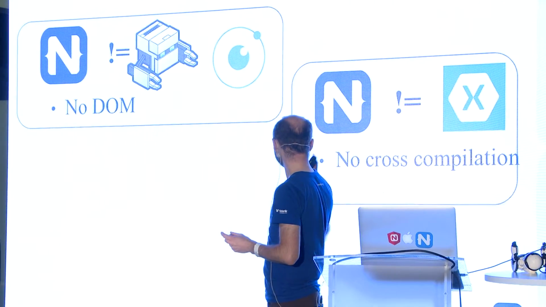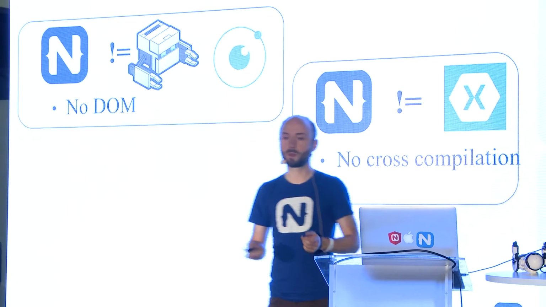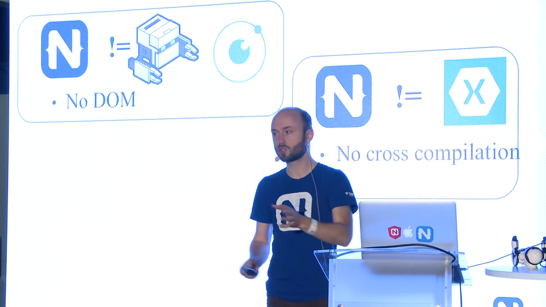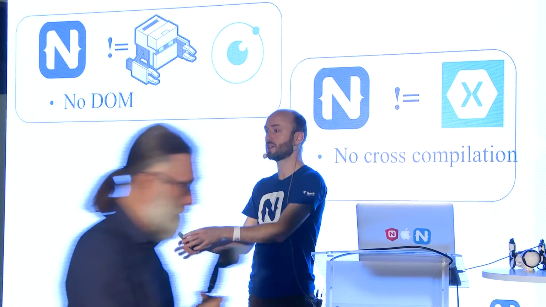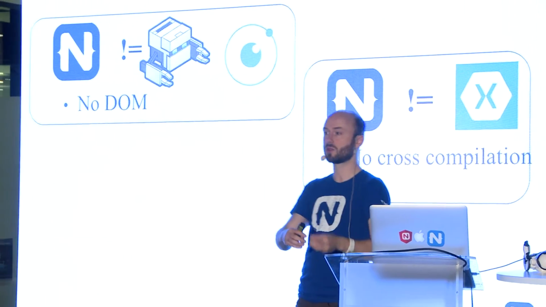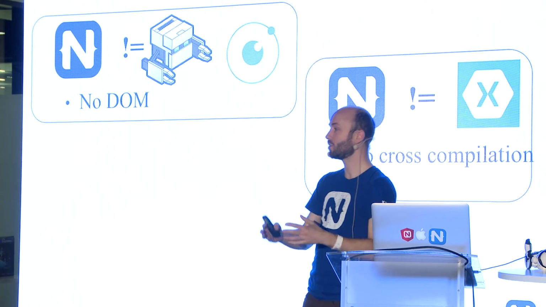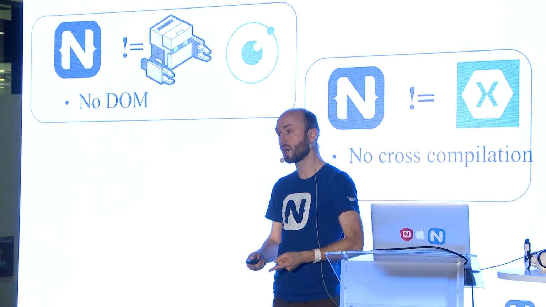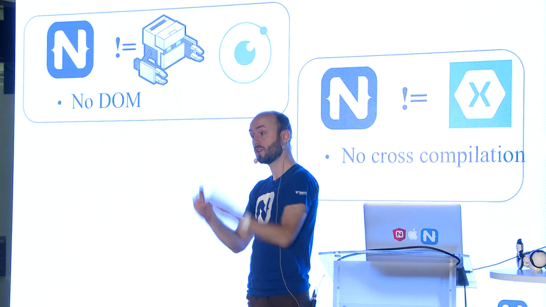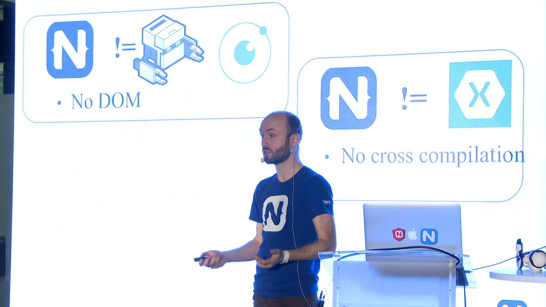Another comparison is, is it like Xamarin? The big difference is Xamarin does this cross-compilation of the code. So you write your stuff in C#, and when you build the application for, let's say, iOS, you get everything compiled into Xcode, right? We don't do that. The JavaScript code that you write stays as JavaScript within the application. We just execute it at runtime.